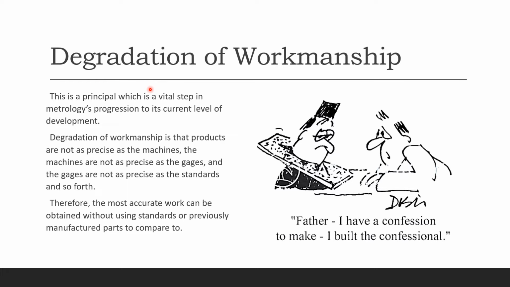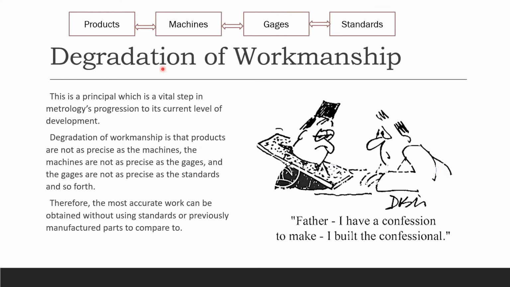Another thing you have to know is the degradation of workmanship. This is a principle and a very vital step in metrology's progression to its current level of development, so you definitely need to know it. In this principle, we're looking at how products are not as precise as the machines, and the machines are not as precise as the gauges, and the gauges are not as precise as the standards. You can take a look at it here.